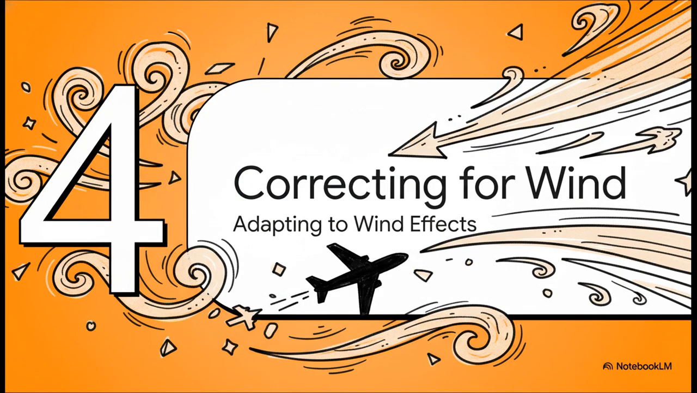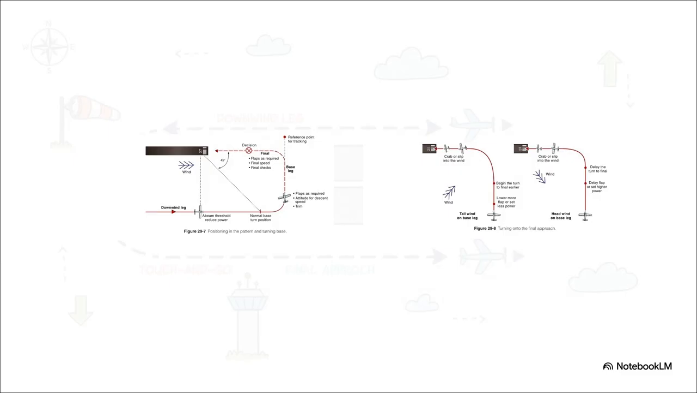Let's tackle Section 4, Correcting for the wind, adapting to environmental chaos. Because, let's be real, the perfect pattern only exists in a vacuum. Wind is the ultimate real-time test of your spatial awareness.